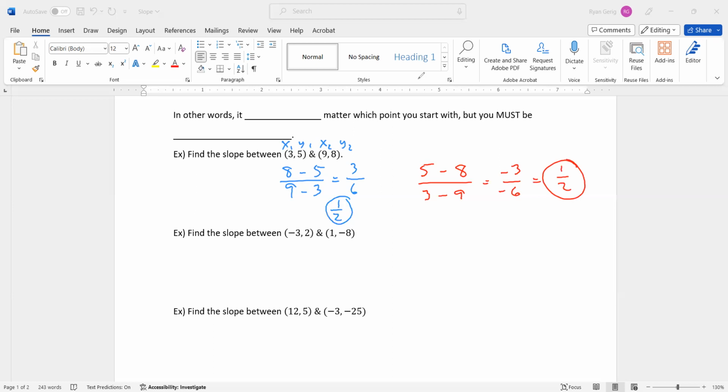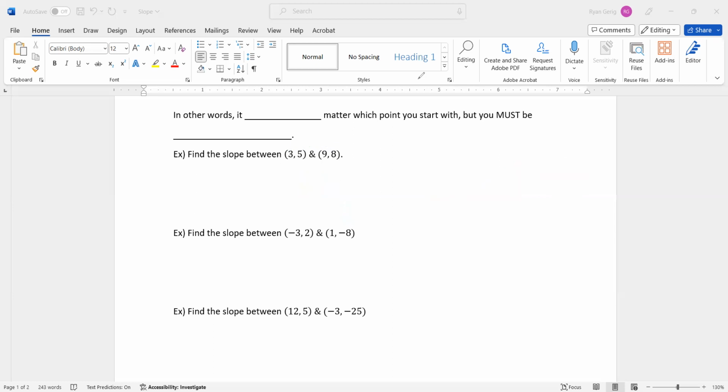All right, let's do another one. If you think you're good, pause it. Try it yourself. I'm going to just stick with the first formula I showed you. I'm going to start with y2, so -8, minus y1, which is 2, over x2, which is 1, minus x1, which is -3. Now, look what I did there.